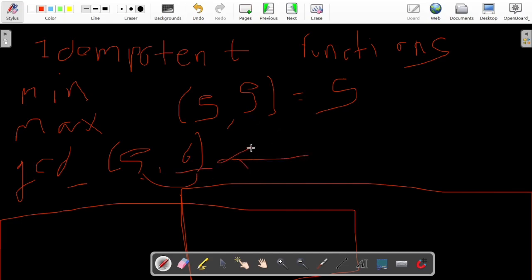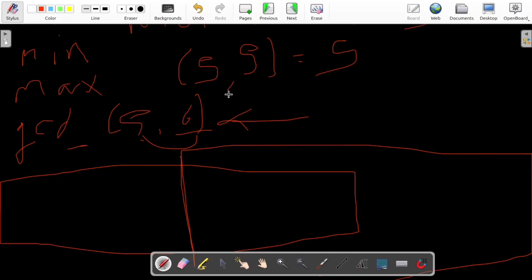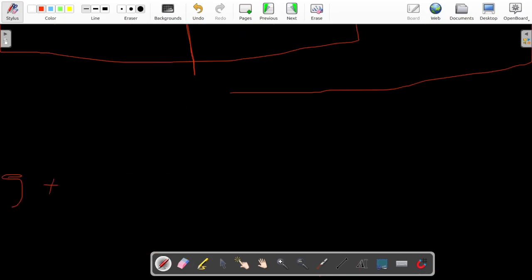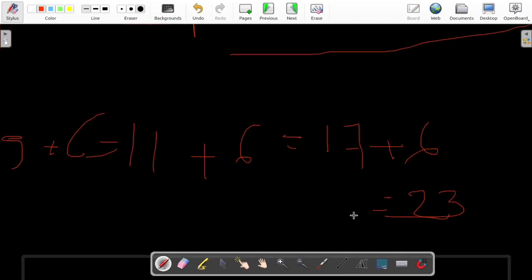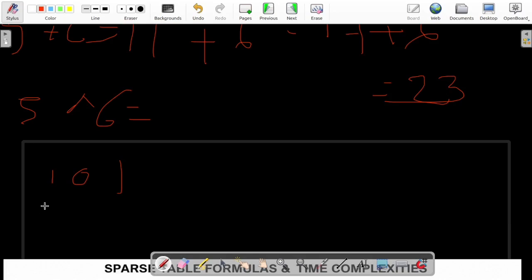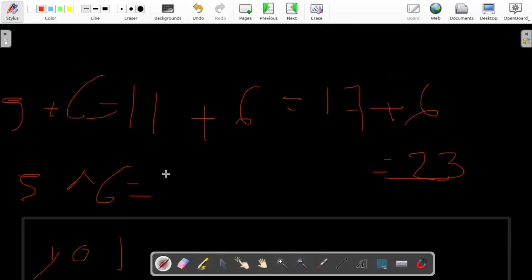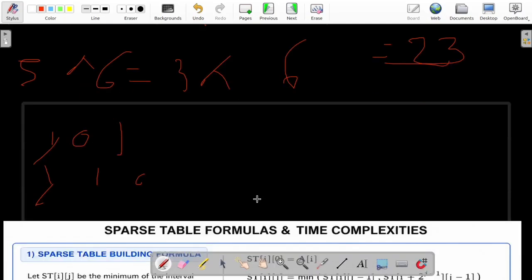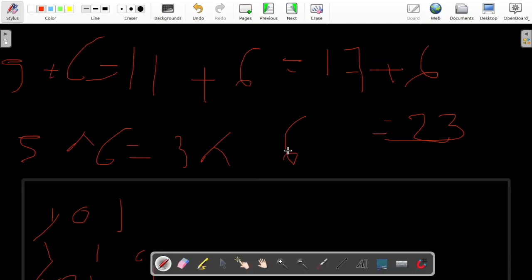Such types of functions come under idempotent functions, but that is not the case for addition. If I add 6, you will get 11. Let's add 6 again. Will it be 11? No, it will become 17. Add 6 again, it will become 23. In case of XOR also, let's say I have 5, XOR it with 6. I think it is 101 and 110. This will get cancelled, we get 3. Now again XOR with 6. 3 is 011, we will get 5.